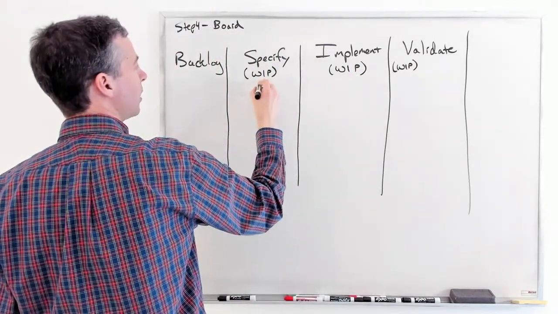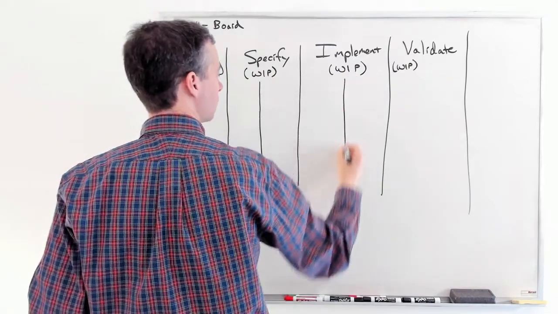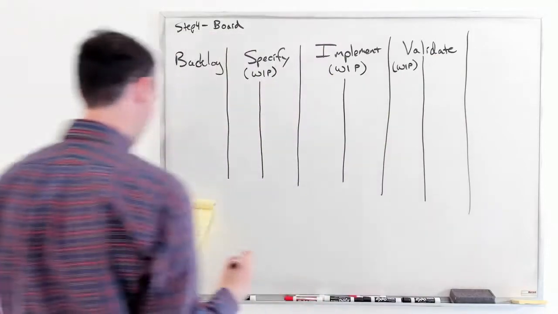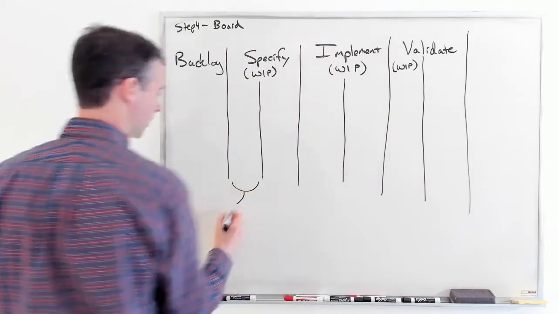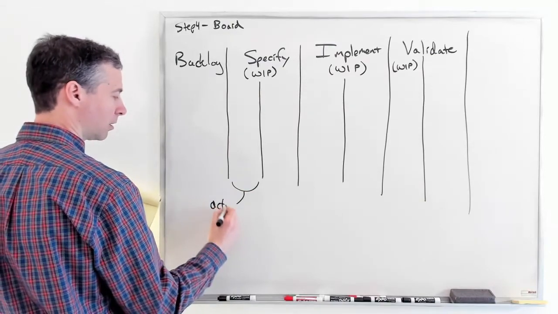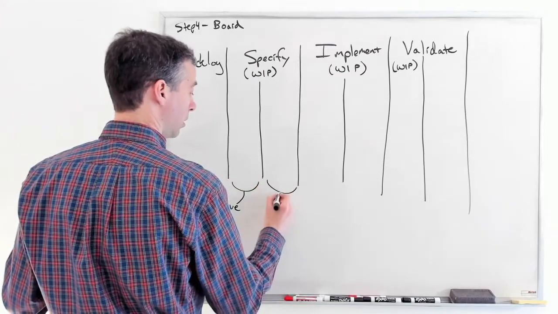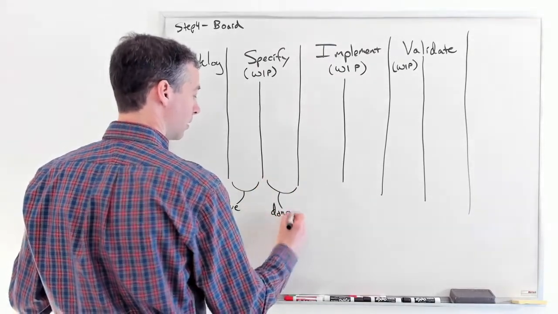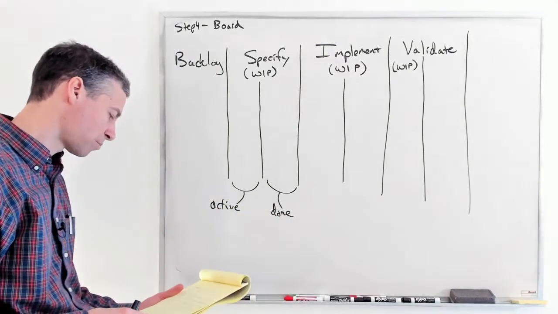On the last column, it's shifted over to the left, and here it's centered. We then divide these columns into two. The left-hand side of the column are our active pieces of work, and the right-hand side are the done pieces of work. Okay.